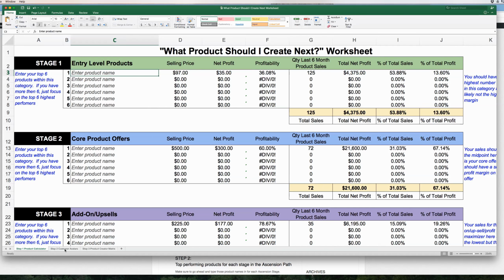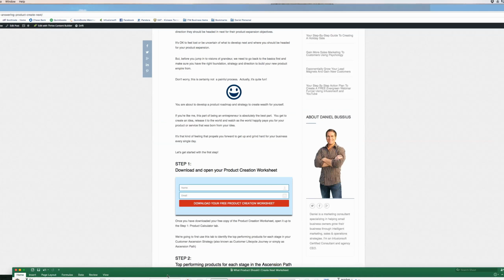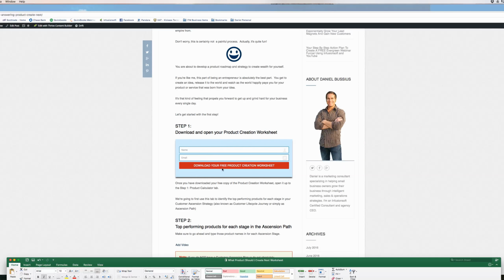It's going to come with 3 tabs. I promise you we're going to cover all those tabs. And this is so simple that this is going to be a very short tutorial. Any questions, just feel free to message me, and I'll be happy to answer them. So what you're going to do, of course, is you're going to download your product creation worksheet. That's what I just showed you.